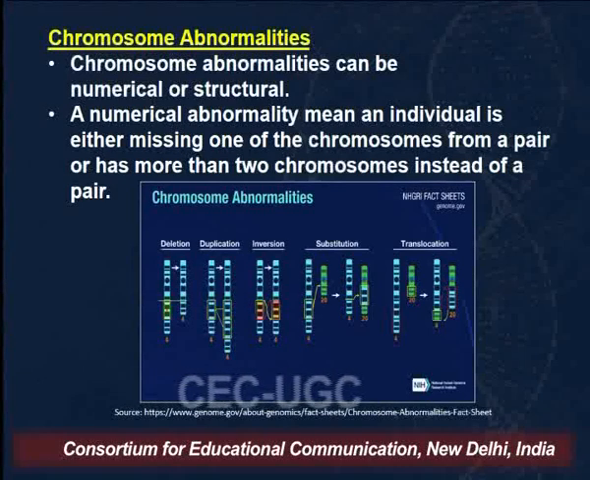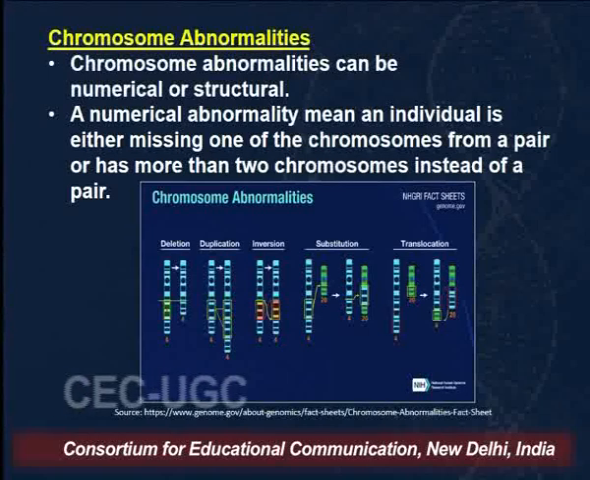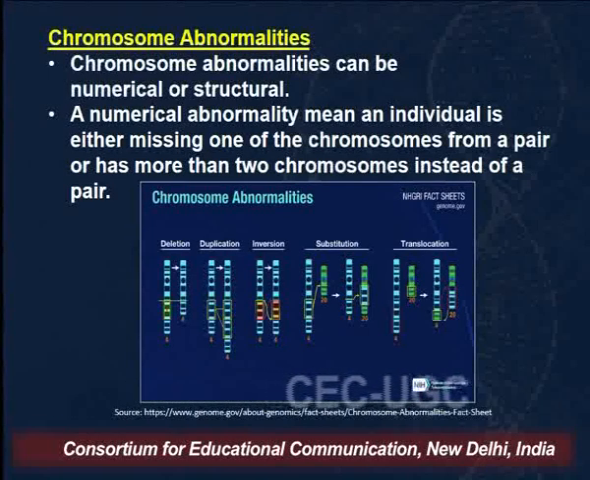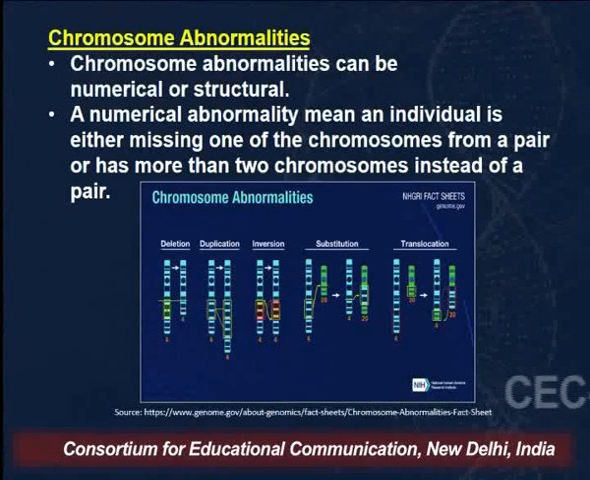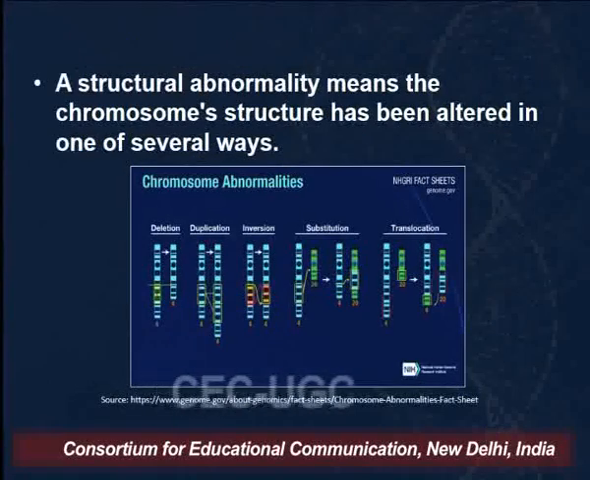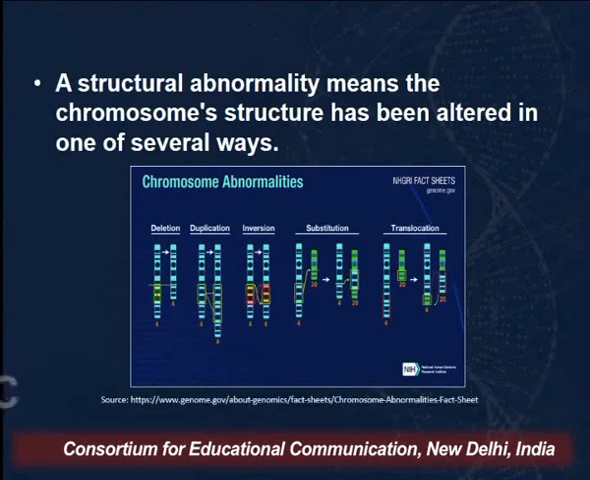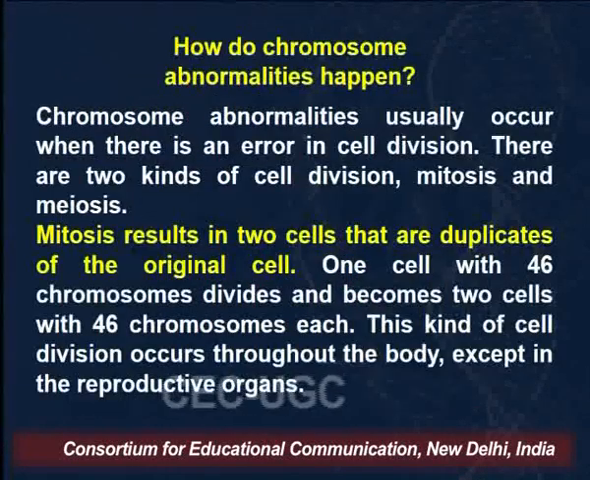In the numerical abnormalities, either one chromosome or a number of chromosomes are missing, or there is a presence of one or more additional chromosomes instead. So that is called the numerical chromosomal abnormalities, where the number of the chromosomes changes. While in the case of structural abnormalities, some part of the chromosomes has changed over a period of time. So it can be insertion, deletion, inversion, or translocation. Based on what kind of structural abnormality has taken place, they have been classified accordingly.